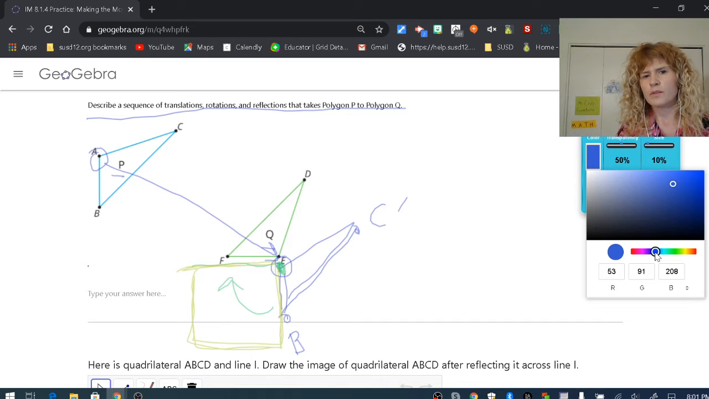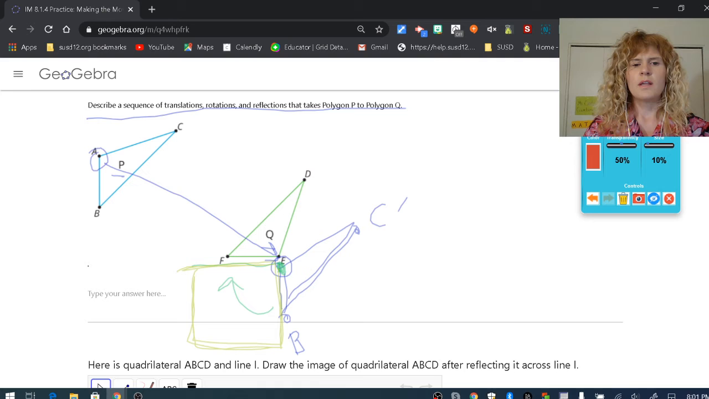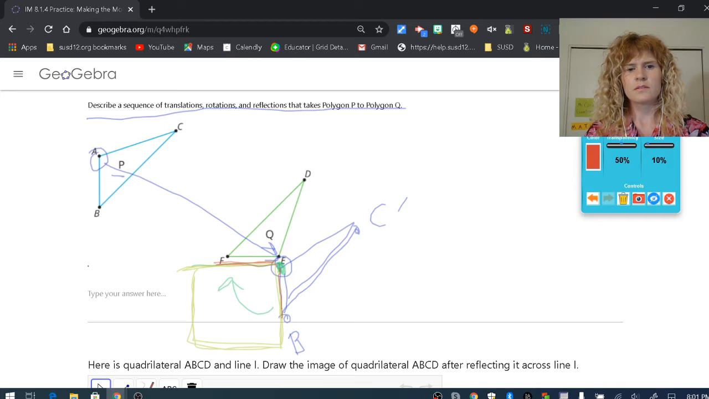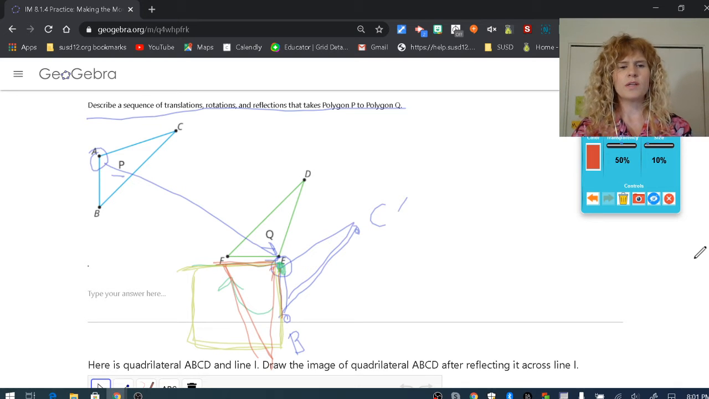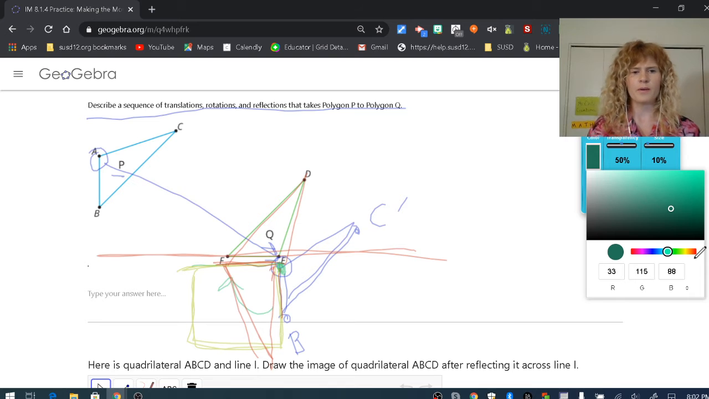Okay, let me draw what it'll look like. I'll pick a good color. There we go. So if I rotate 90 degrees counterclockwise, then this side is now going to be here. And can you imagine what it'll look like? Like that. Just about like that, I think. Okay, what's our next move? I see a line of reflection right here. So my next move is to reflect. And then our final image will be over that one.